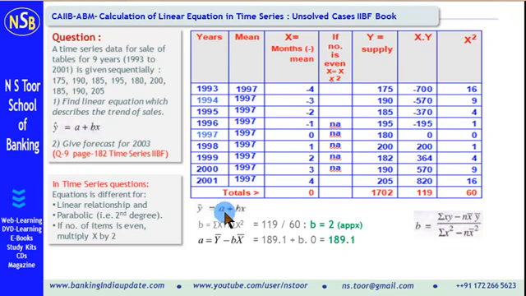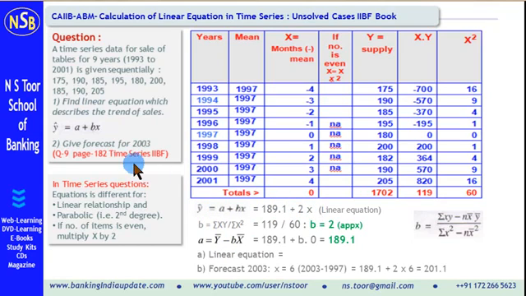Now we can put these values in our formula. 189.1 represents a, b here is 2, and then x is the value of the variable. Now this is our linear equation which describes the trend of the sale. So the answer to our first question is this. The linear equation is here. Now for the second question, we have to forecast the sale for 2003.